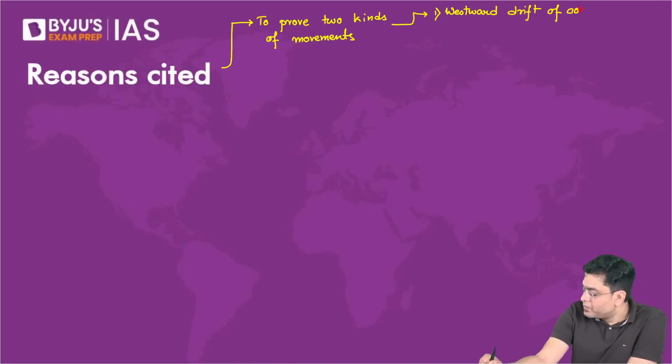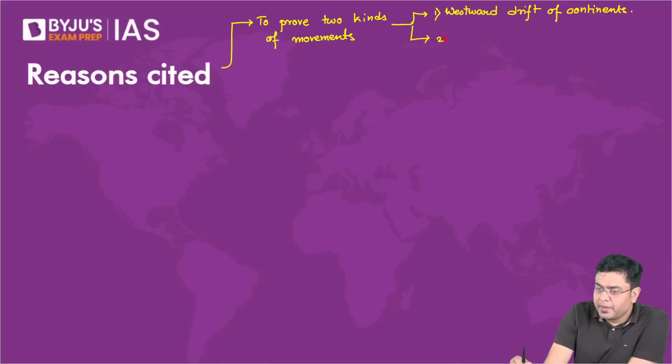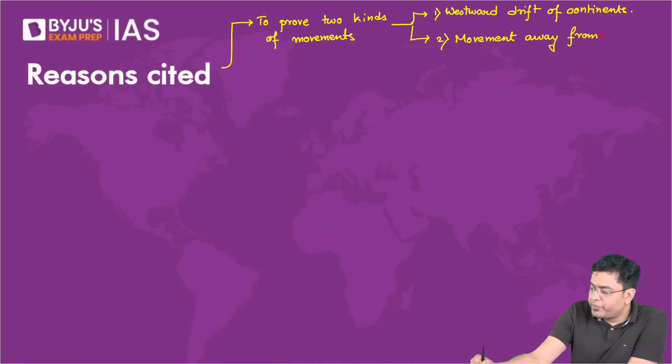One, westward drift of continents, and second, movement away from poles. Okay.